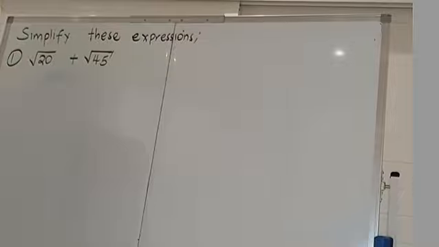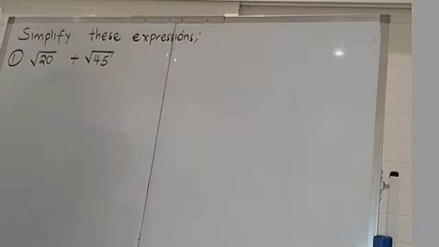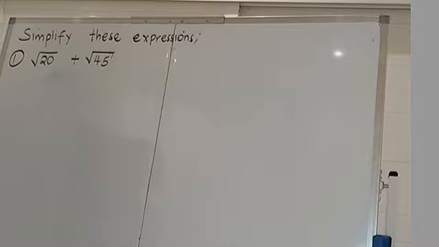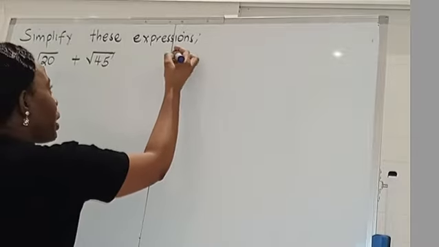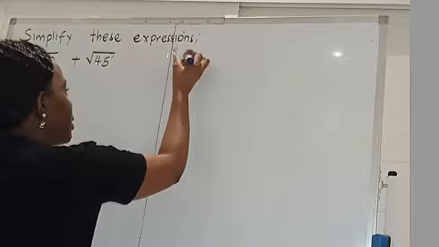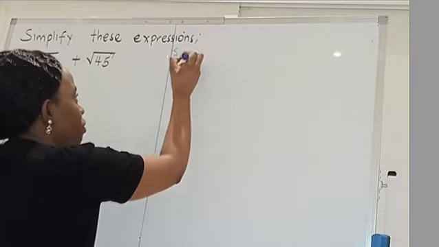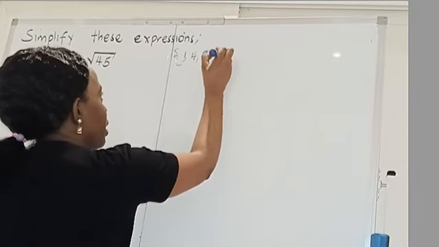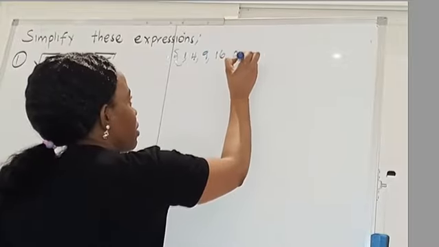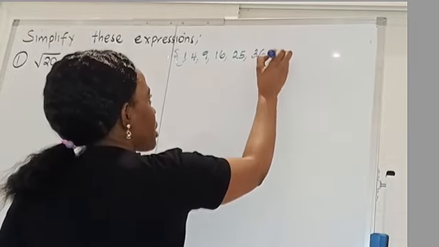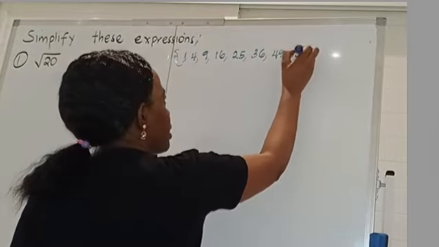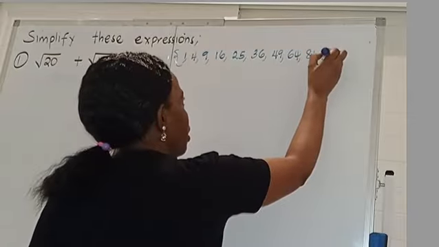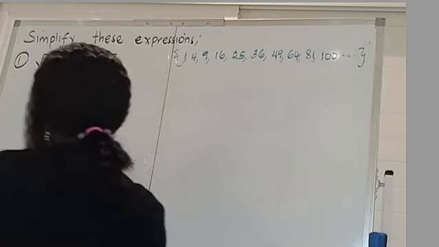If this number has factors, make sure that one of these factors is a square number or a perfect square. Let's remind ourselves, what are square numbers? Square numbers are those numbers obtained when a whole number multiplies by itself 2 times. For example, 1 times 1 is 1. 2 times 2 is 4. 3 times 3 is 9. We have 16, 25, 36, 49, 64, 81, 100, among others.